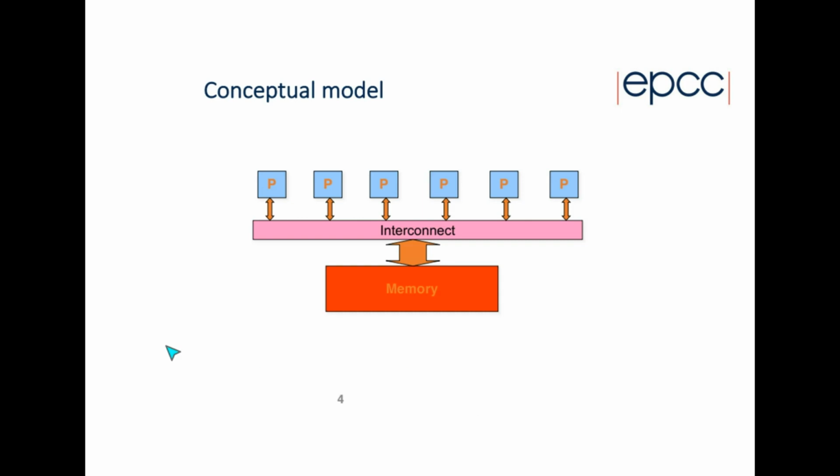So conceptually, what we have is a picture like this. We have a number of independent processing units, cores, along the top, and we have one memory space to which all these cores are connected. And every core is able to access and read and write all the memory locations. So that's our conceptual model as a programmer.